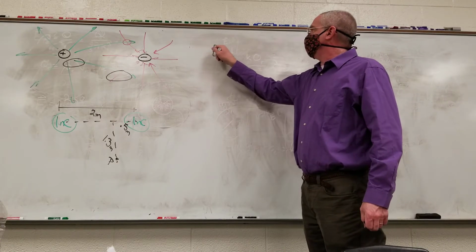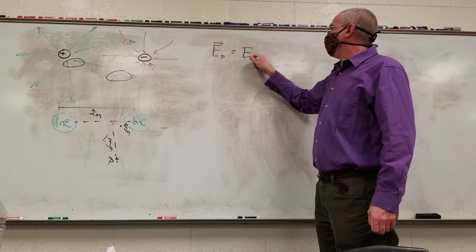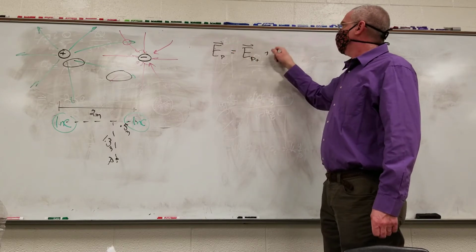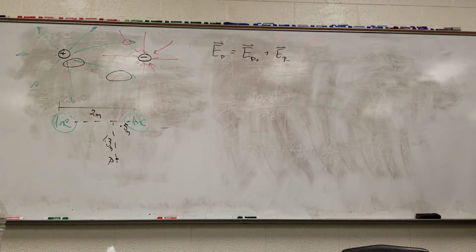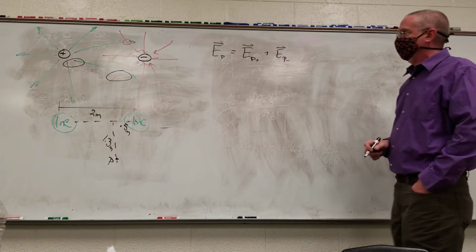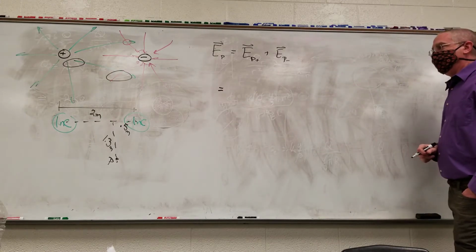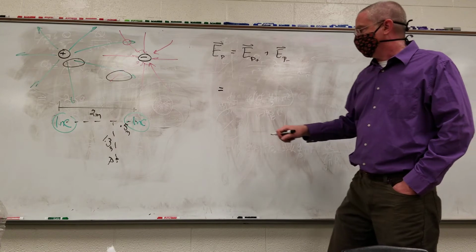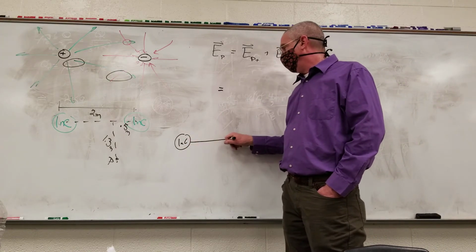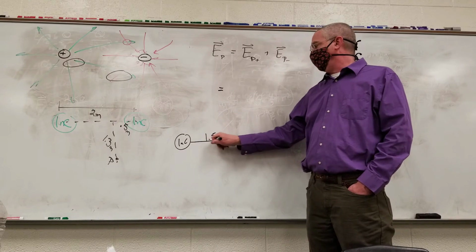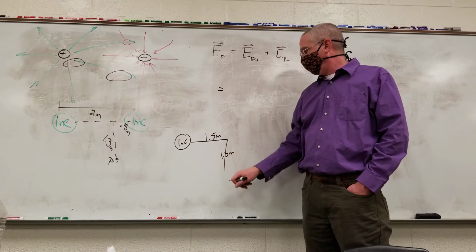So the electric field at point P is the electric field at point P because of the positive charge, plus the electric field at point P because of the negative charge. So let's do the positive charge first. I got my 1 nanocoulomb charge right here. I go over 1.5 meters to the right, and I go down 1.3 meters.